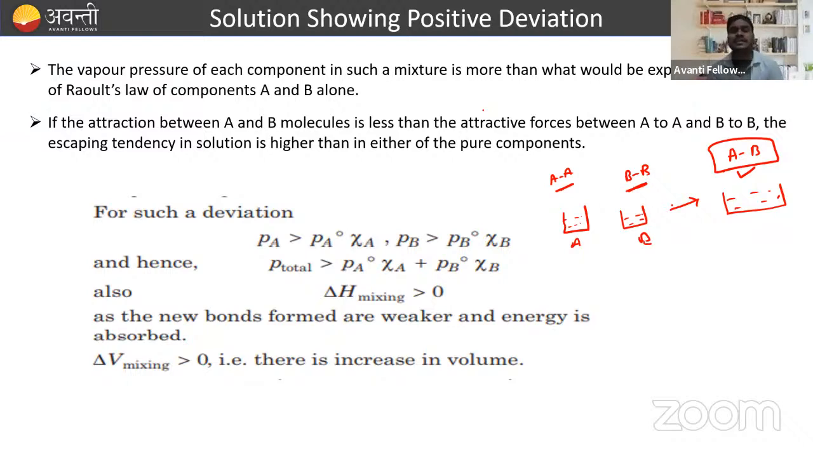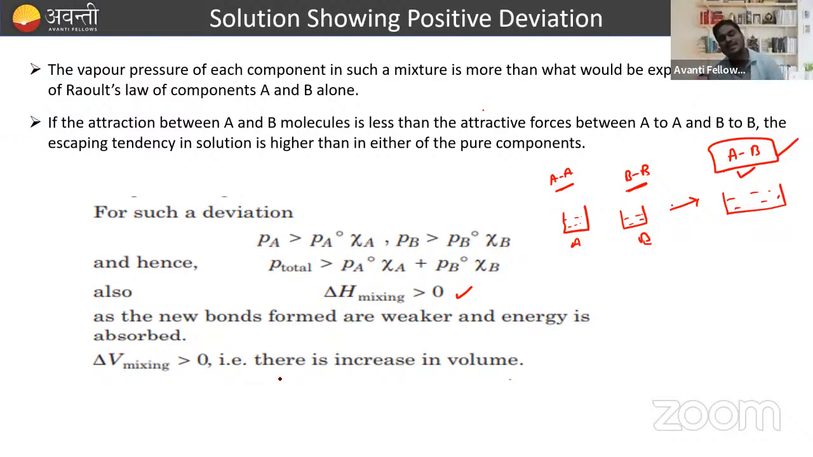Okay. For such type of solution, we know that in case of ideal solution, delta H of mixing and delta V of mixing are equal to 0. But in non-ideal solution, if they show positive deviation, it means delta H of mixing is greater than 0. What do you mean by this term? Delta H of mixing greater than 0 means, beta, it is endothermic, or it requires energy, or it absorbs energy. So the new bonds formed are weaker, okay, here the new bond formed, not AB, and energy is absorbed.